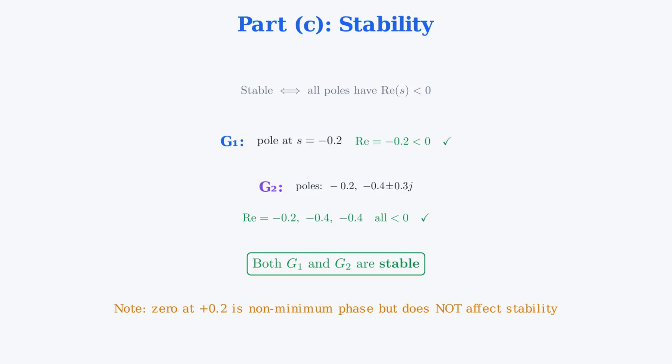Note that the zero at +0.2 is in the right half plane. This is a non-minimum phase zero, but it does not affect stability. Stability depends only on poles.